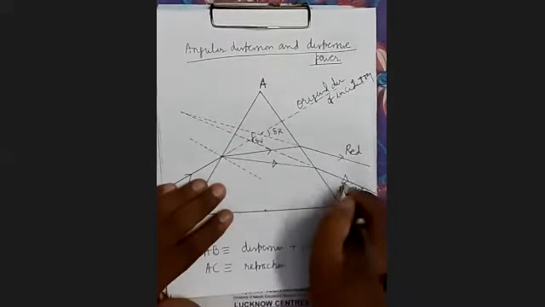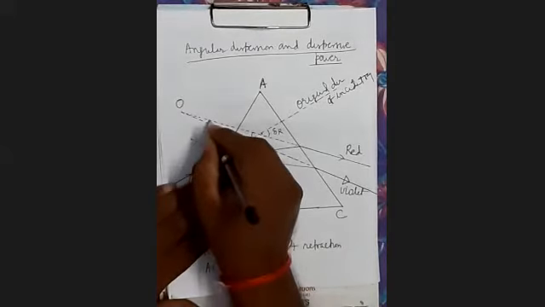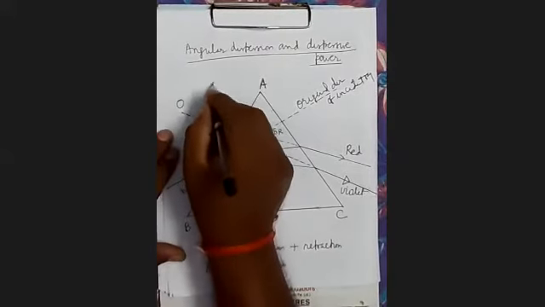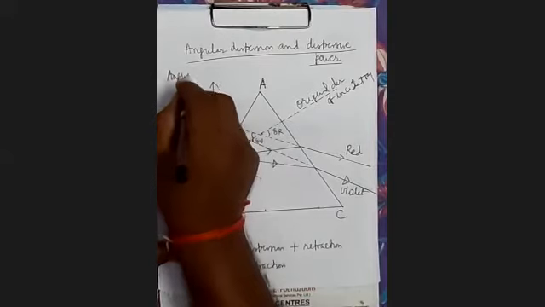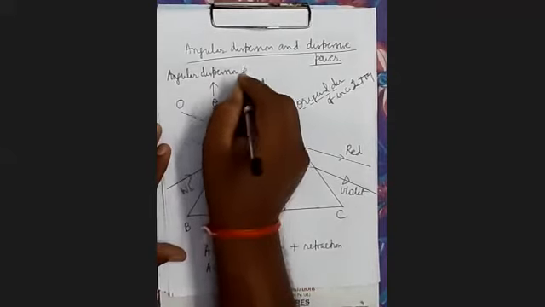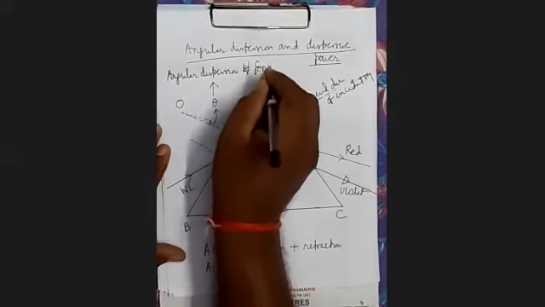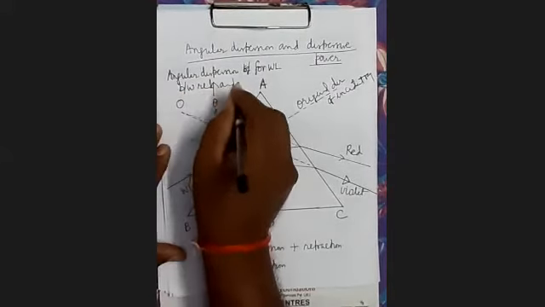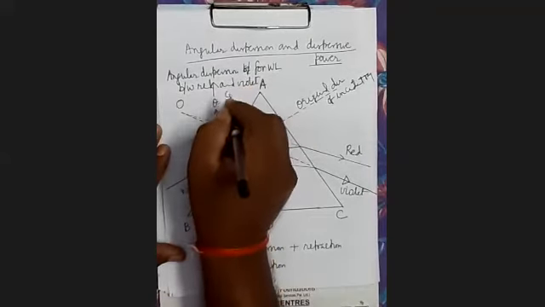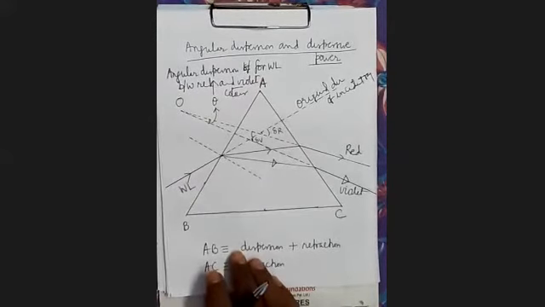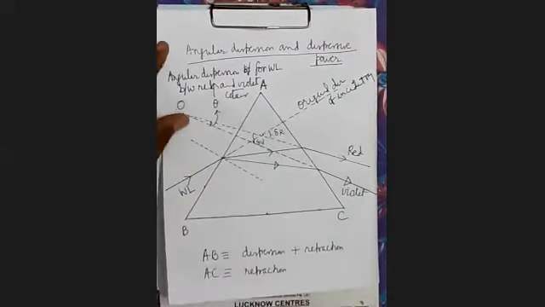Now, these two emergent rays are meeting at O. This is the angle of dispersion. This is the angular dispersion between red and violet color for white light. Its value will depend upon what? Its value will depend upon the quality of the prism. On that quality it will depend.